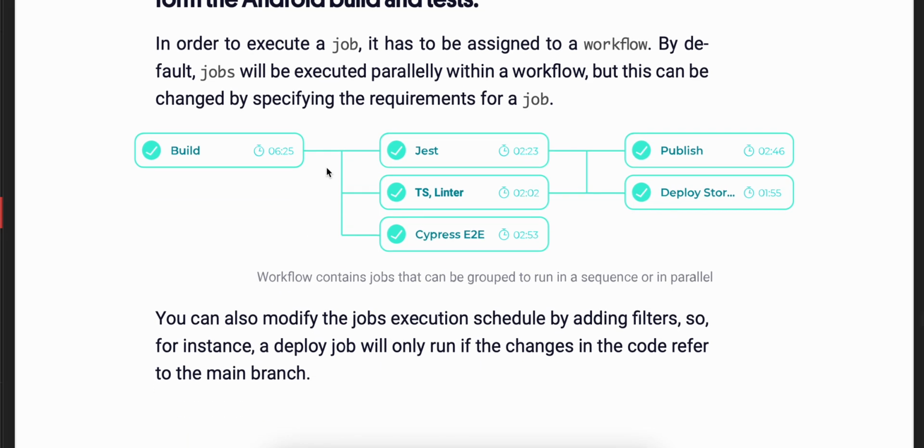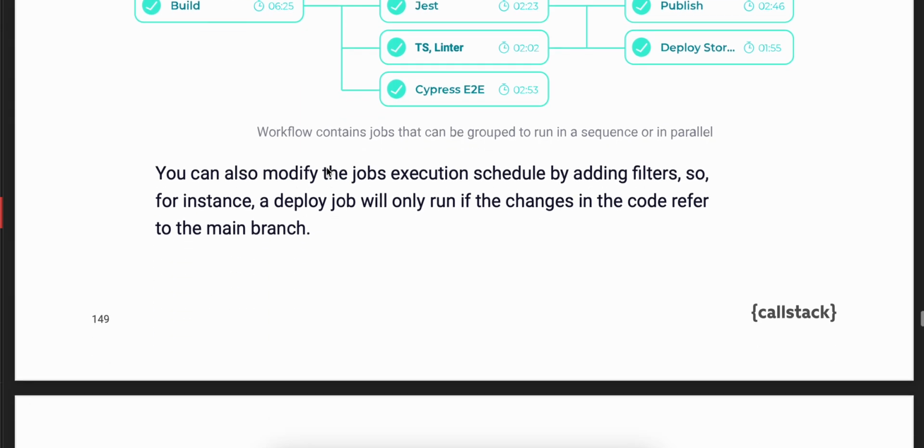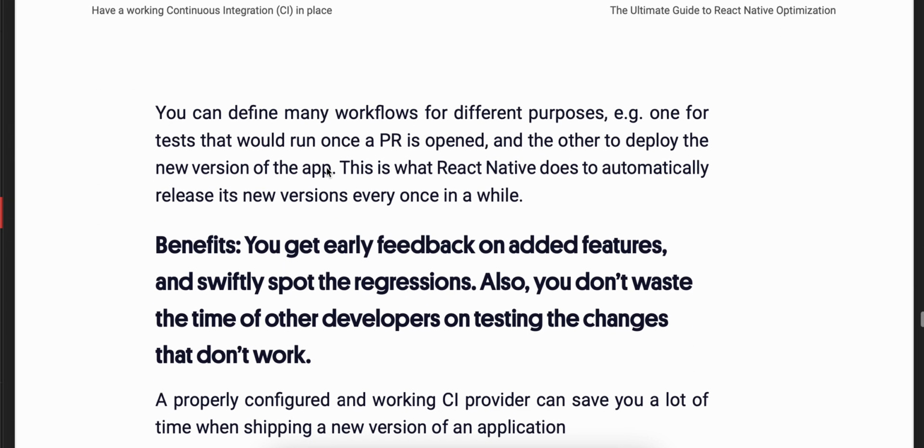In order to execute a job, it has to be assigned to a workflow. By default, jobs will be executed in parallel within the workflow, but this can be changed by specifying the requirements for a job. You can also modify the job execution schedule by adding filters. So for instance, a deploy job will only run if the changes in the code refer to the main branch. You can define many workflows for different purposes. For example, one for tests that would run once a PR is opened, and others to deploy a new version of the app. This is what React Native does to automatically release its newer versions every once in a while.